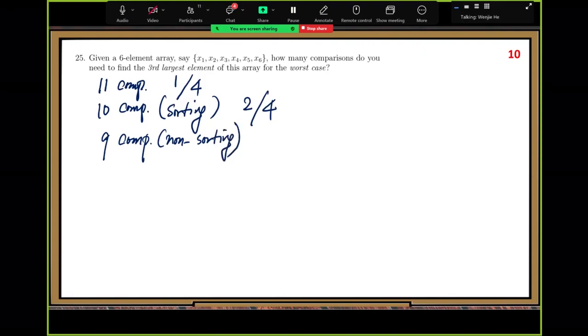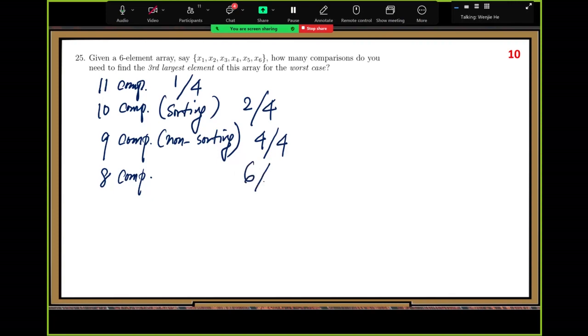Sorting will be the complete sorting, not partial sorting. With 9 comparisons, you can do partial sorting. So that's 4 out of 4. Then 8 comparisons is the bonus one, the challenging bonus one.